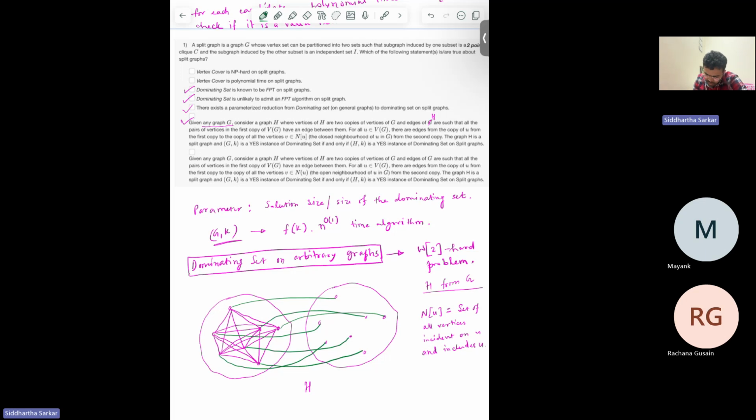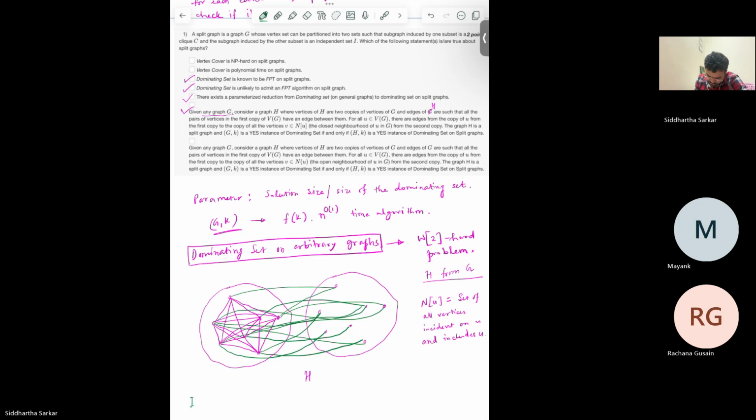And there could be other edges. Other kinds of edges could be there, depending on what the edges are in the original graph. All right. So now, is this a split graph? That's the first question. So what is a split graph?